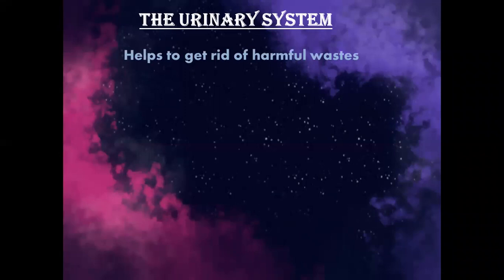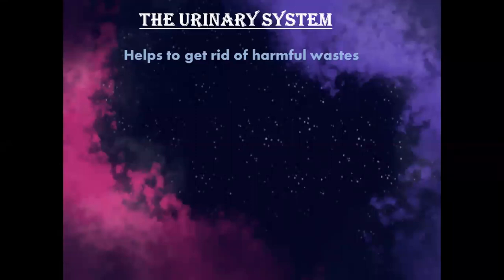So this is the job of the urinary system. The urinary system helps us to get rid of harmful or bad wastes out of our body. Again, what is the job of the urinary system? The urinary system helps us to get the harmful or the bad wastes out of our body.